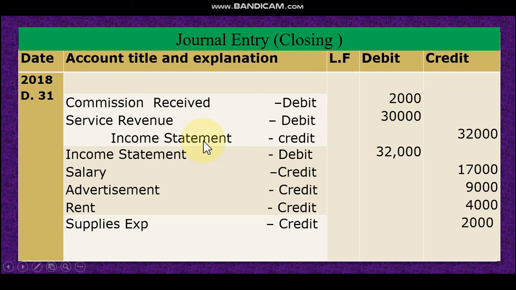And dear student, the formula for the closing journal is that all income accounts will be debit and income statement credit. To close income, what we have to do? Income account debit and income statement credit. On the other hand, to close an expense account, income statement debit, account credit.